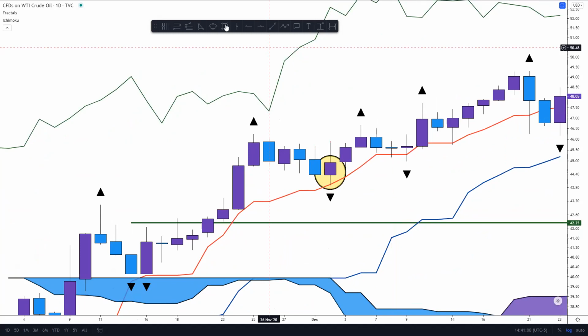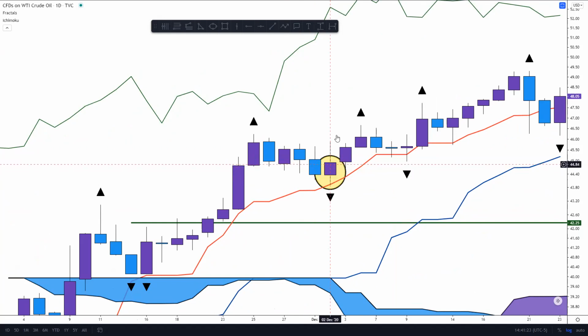A piercing line candlestick, if y'all don't remember, is when the previous candle is bearish, and then the next candle is bullish and exceeds at least 50% or more. It's not going to be engulfing, but it's going to be 50 to 60% of the previous candle.